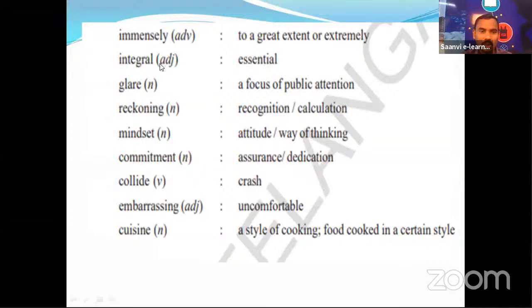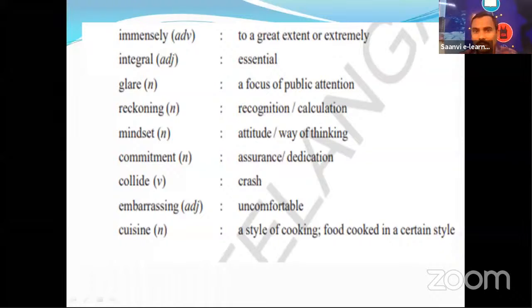And some other vocabulary we will discuss now. Immensely. What do you mean by immensely? To a great extent or extremely. So you can simply take the synonym of immensely as extremely. I am immensely happy. I am extremely happy. I am very, very happy. This is the very common usage, isn't it? Instead, you have to use: I am extremely happy today. I am immensely happy today.